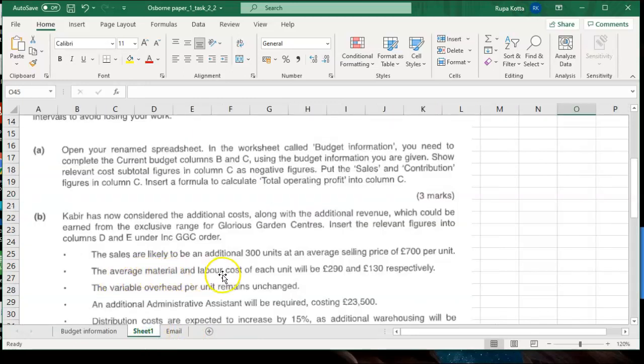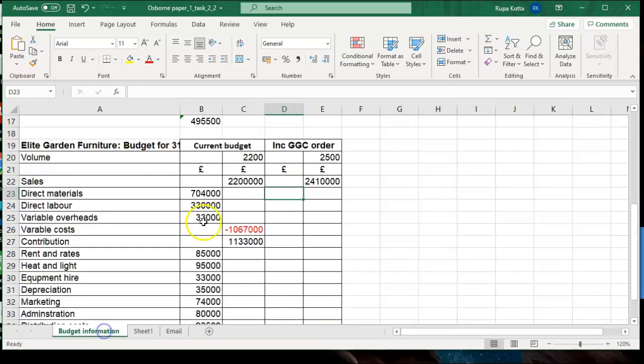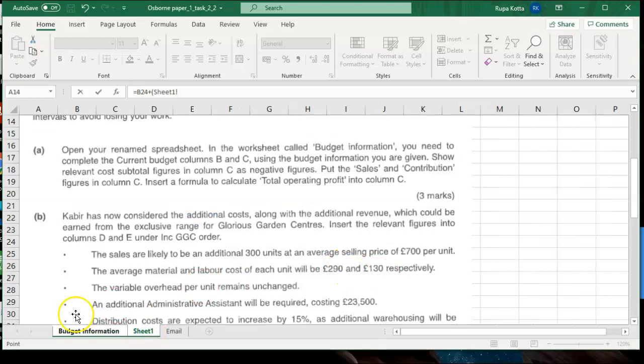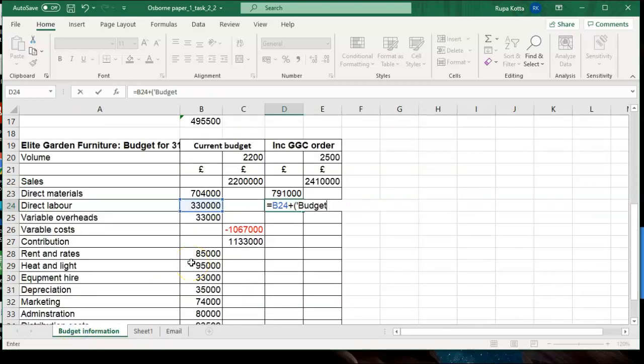The average material and labor cost of each unit will be 290 and 130 respectively. But all of this information you need to think is only for this extra units. This is not for everything. So again, take the original figure plus 290 multiplied by 300. Again, original figure plus, how much is it? 130, multiplied by 300. 300 is the extra in sales, so that's why extra in the variable cost also.